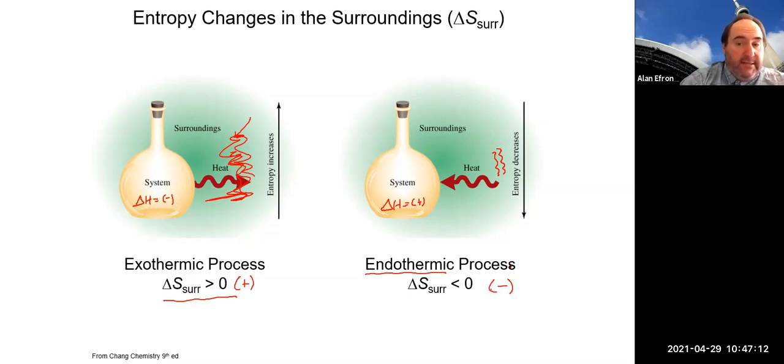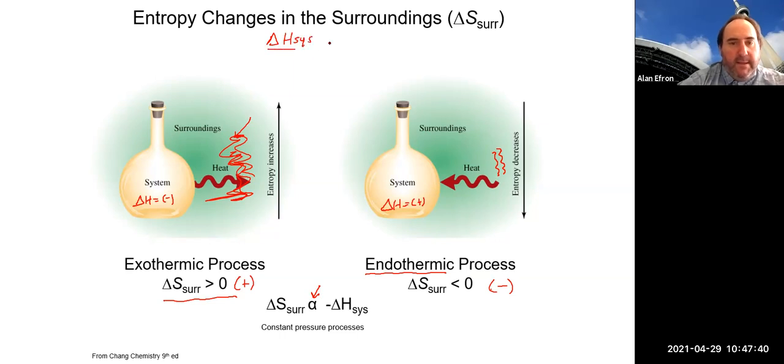So there actually is a relationship between, again, the surroundings and, as you can see, the delta H value. And that relationship is that the delta S of the surroundings is proportional. That's what that little symbol here means, proportional, to minus delta H of the system. So what does that mean? Well, we can make a simple little table, if you will. We take the delta H of the system, and we take our delta S of the surroundings equals minus delta H of the system.